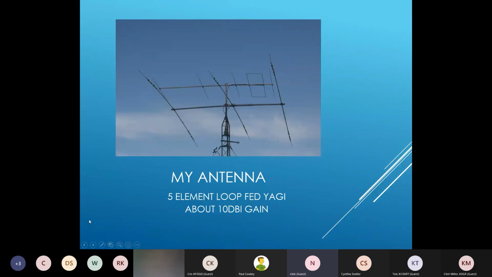Okay, this is my antenna. The element on top is a 5-element loop-fed Yagi. It's got about 10 dBi of gain, and the loop feed you see on there provides much lower pickup of noise, and the lower noise you can do, the better off you are, because in the end, how well you receive depends on that.